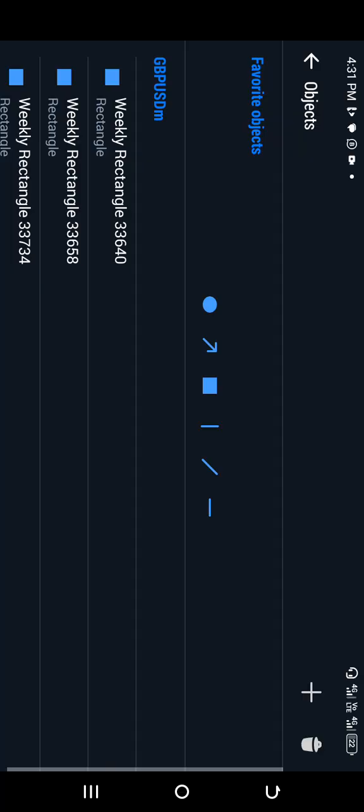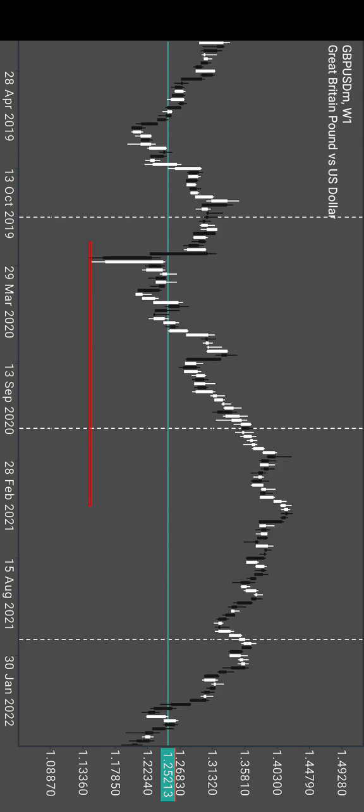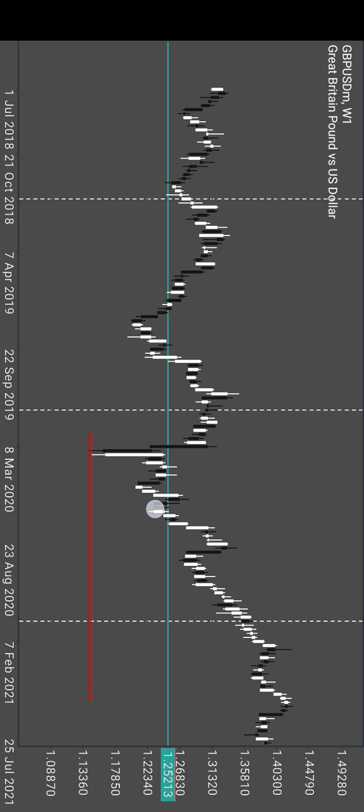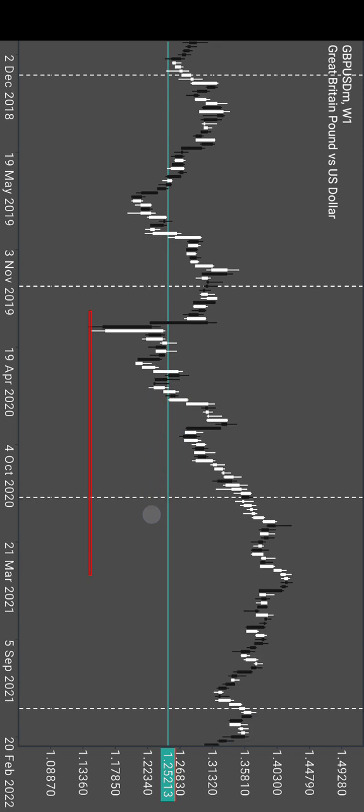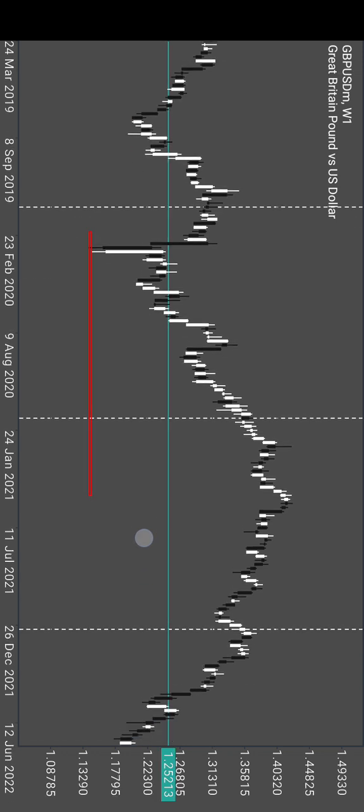Always watch out for support areas, because when price is coming down and hits your support zone, price might definitely bounce up. You understand? On any time frame at all. But it's always good to draw your support zones from higher time frames like the monthly, weekly, daily, and 4 hour. So that is support.